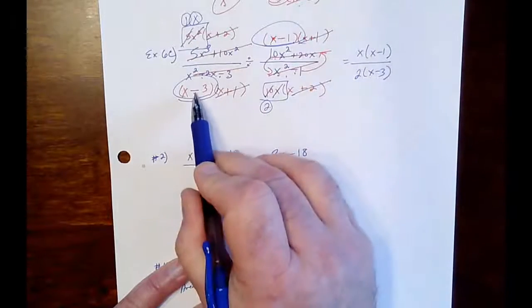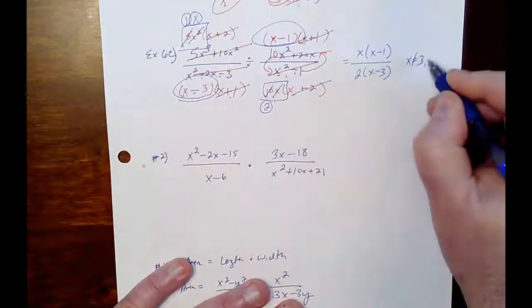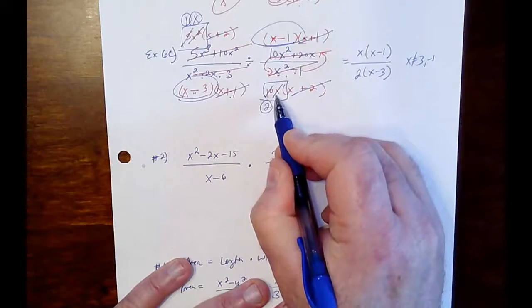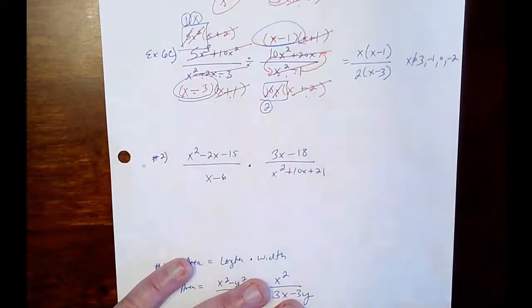Just as long as x can't be 3. Can't be negative 1. Monomial x means it can't be 0. And here can't be negative 2.